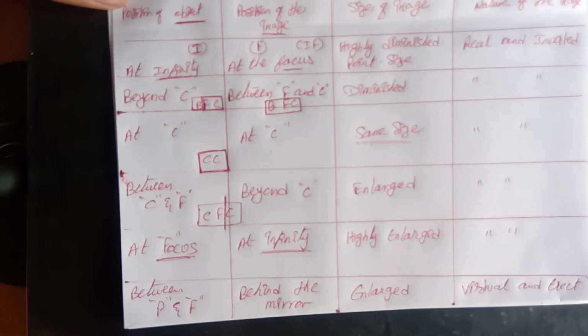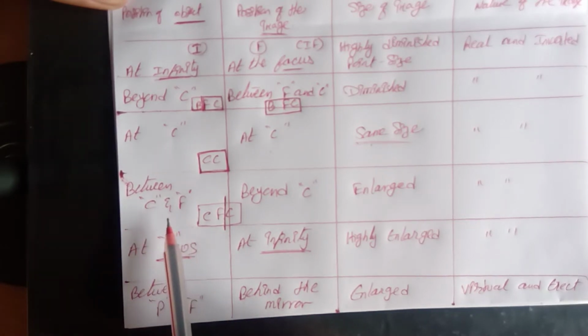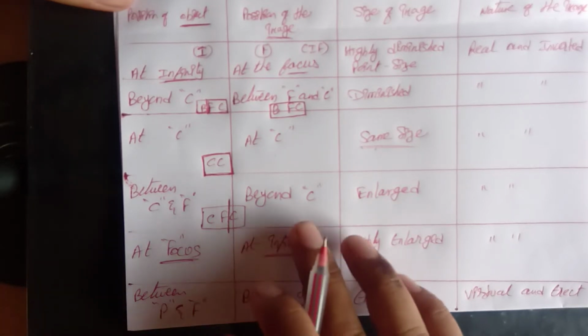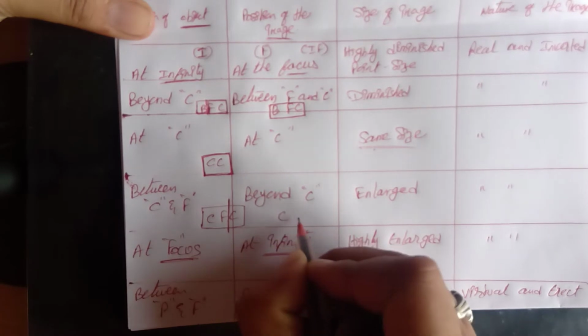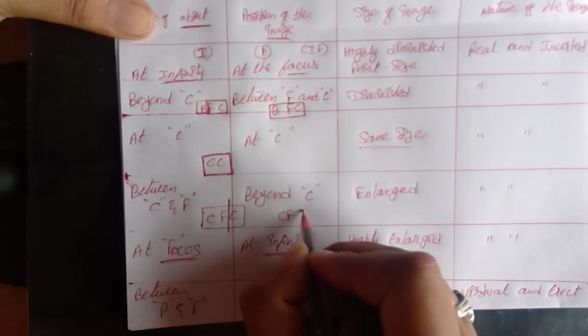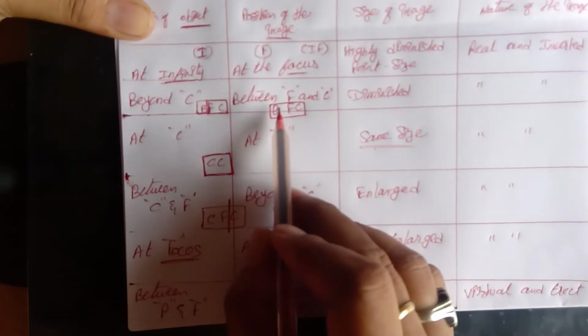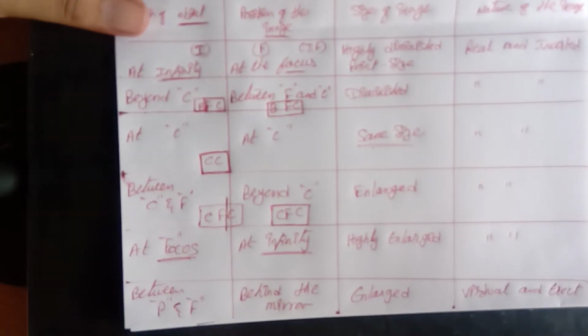Next, between C and F. When my object is between C and F, then my image would be beyond C. Remember it as CFC. In the previous one, you had seen BFC. Now what we have is CFC.